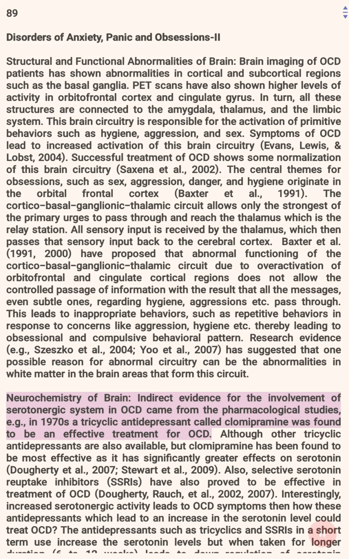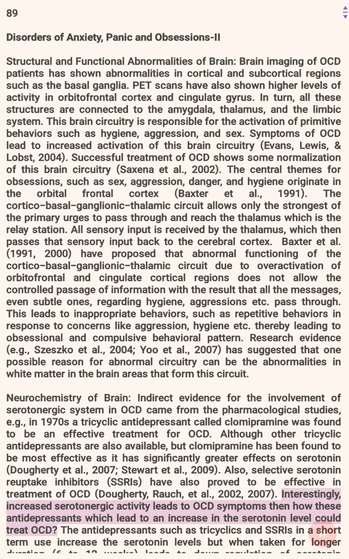Neurochemistry of brain. Indirect evidence for the involvement of serotonergic system in OCD came from the pharmacological studies. Example, in 1970s a tricyclic antidepressant called clomipramine was found to be an effective treatment for OCD. Although other tricyclic antidepressants are also available, clomipramine has been found to be most effective as it has significantly greater effects on serotonin, Doherty and others, 2007, Stewart and others, 2009. Also, selective serotonin reuptake inhibitors, SSRIs, have also proved to be effective in treatment of OCD, Doherty, Roch, and others, 2002, 2007.